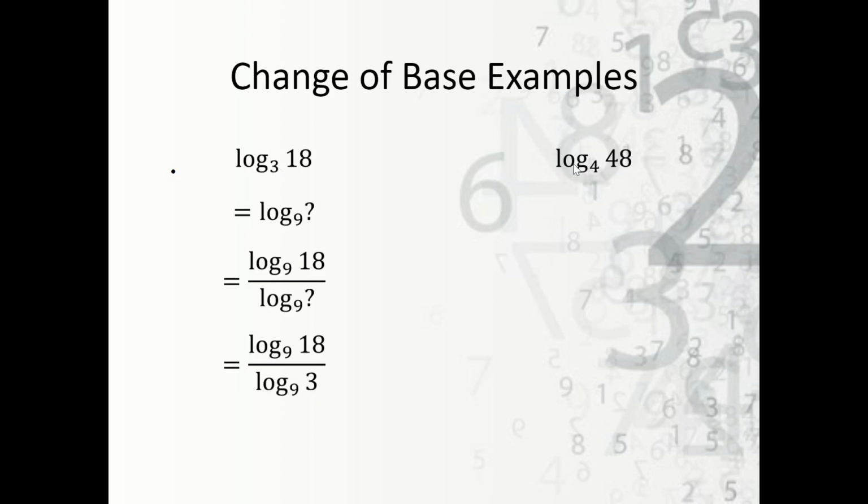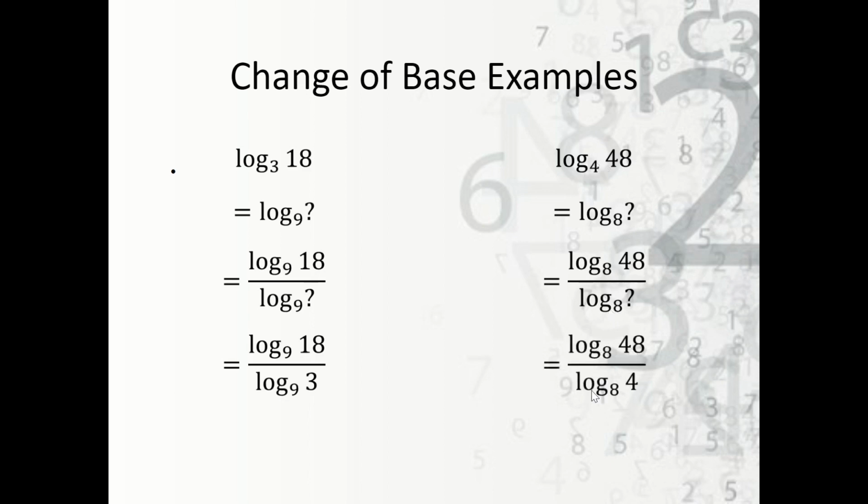Now, let's look at this one. This one says log base 4 of 48. So let's say we want to change it to log base 8. So we would change this to be log base 8 of 48, which is b, over log base 8 of a. So log base 8 of a would be log base 8 of 4. So we end up with log base 8 of 48 over log base 8 of 4. So this is how we can change the base of any logarithm.